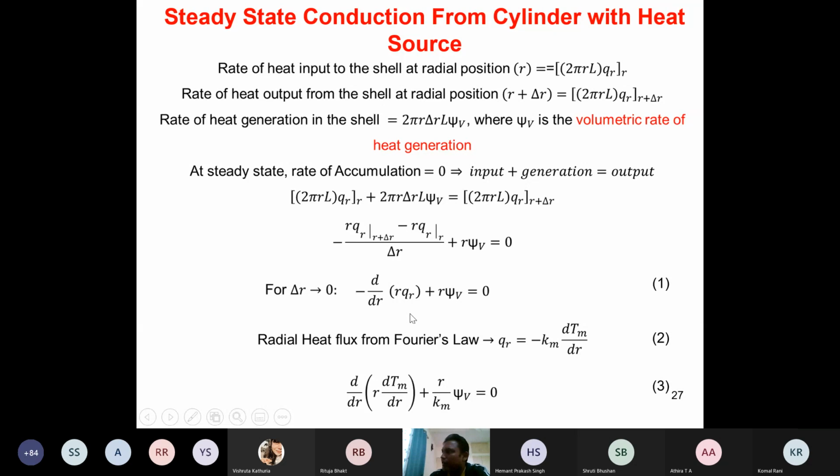Now in equation number 1 there is a QR term, which is nothing but the flux at the radius R. The heat flux at radius R we can write based on Fourier's law of heat conduction. So QR can be written as minus Km dTm by dr, which is equation number 2. We can put this heat flux in equation number 1. The minus sign will get cancelled out, and Km being a constant, not varying with temperature, we can take it out of the differential equation. Based on that we get equation number 3: d by dr of R dTm by dr plus R by Km psi V equals 0. So this is the equation.